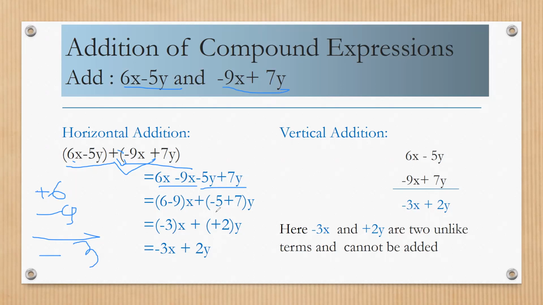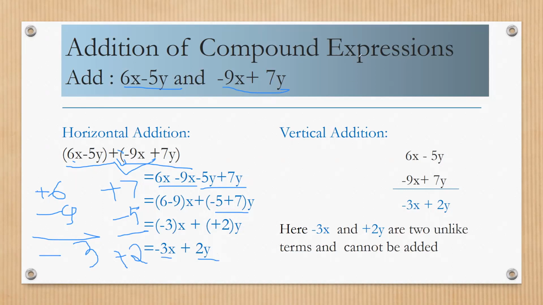And here students, we can see that plus 7 and minus 5, plus 7 minus 5 is there. Here the positive number is greater, so the answer will be positive. 7 minus 5, we get 2. 7 minus 5 is 2, so we get minus 3x and plus 2y.